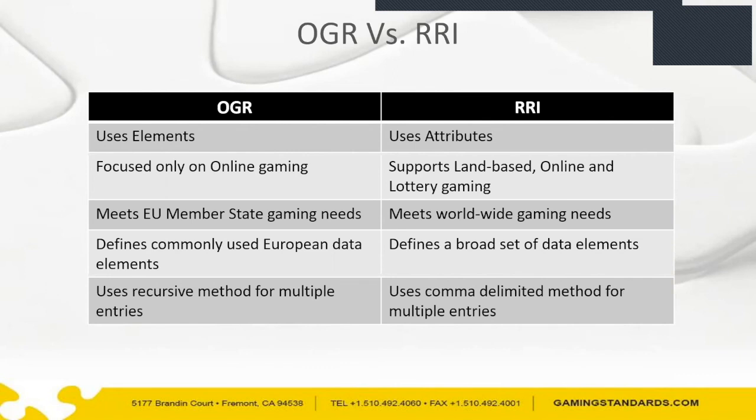And then the other, I'll call it, sort of major, although it isn't, difference is that OGR uses the recursive method for multiple entries, whereas RRI uses comma delimited method for multiple entries. So when I was talking earlier about given names and family names, and I said in RRI you can list as many as you have, but they are comma delimited. In OGR, each one is a different entry within that same data element, but it's actually a different row if you want to think of it that way. Those really are the major differences between OGR and RRI. And as you can see, they're pretty minor.